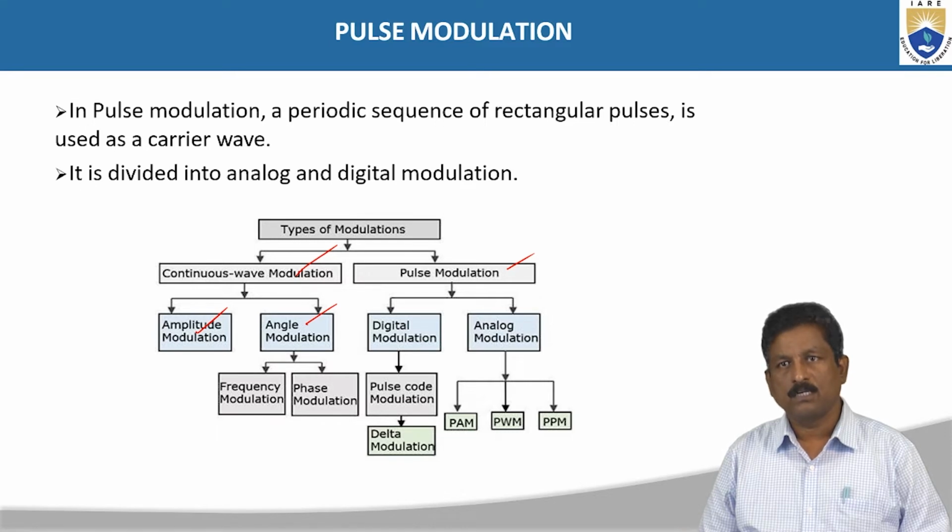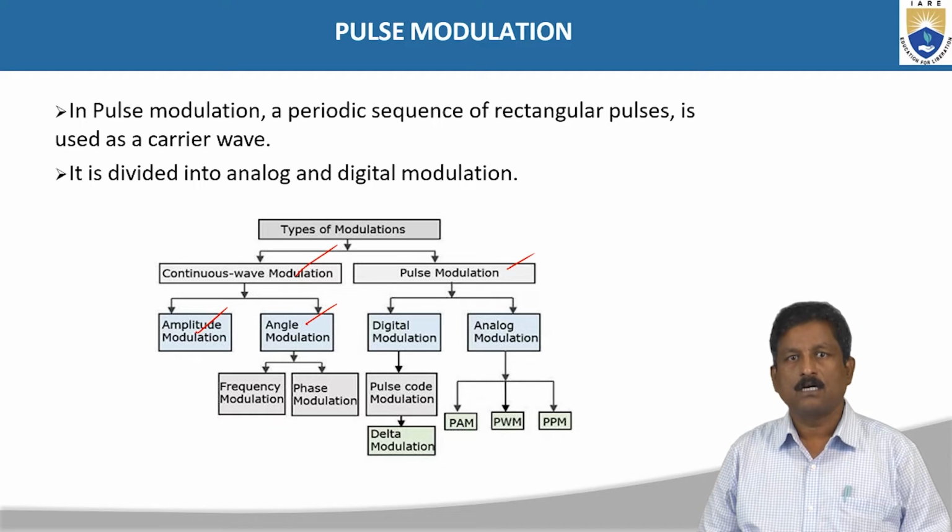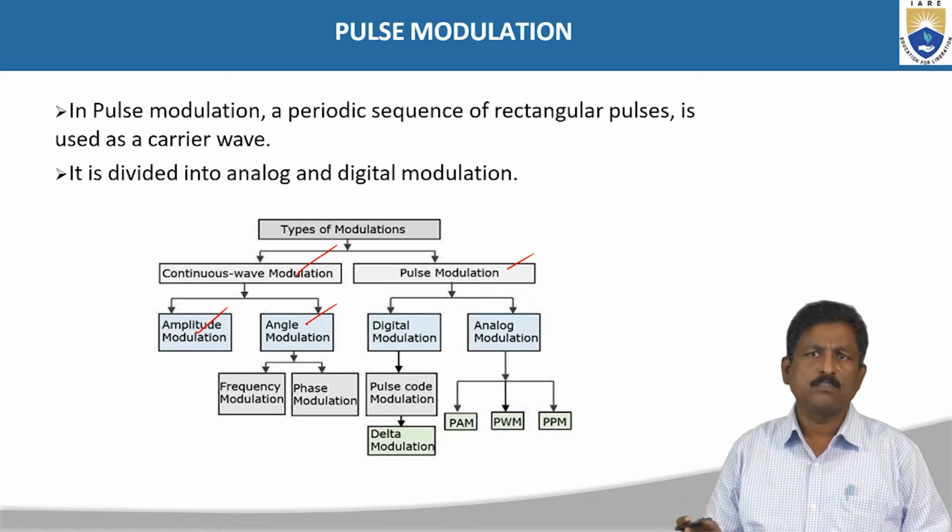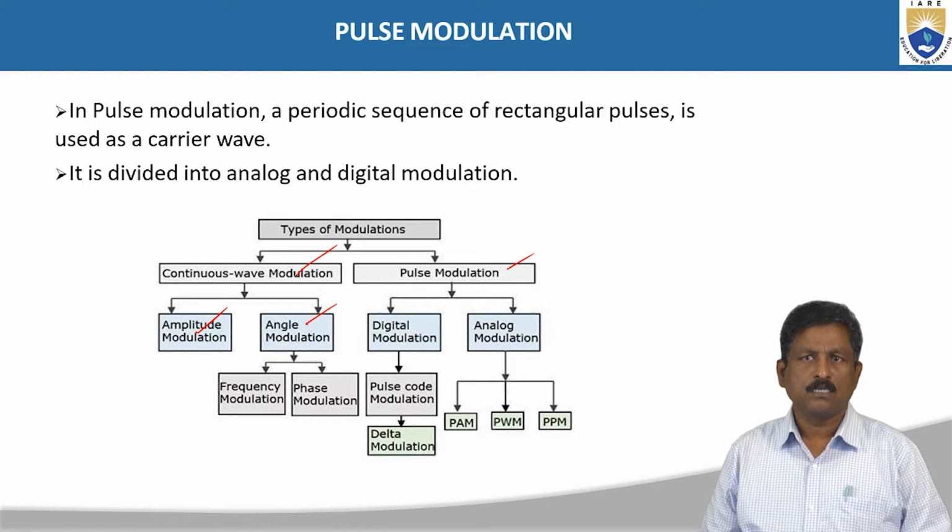By the name itself, pulse modulation means a train of rectangular pulses acts as the carrier signal for the modulation. Whereas in the continuous wave modulation discussed in the previous classes, the continuous sinusoidal wave acts as the carrier signal.